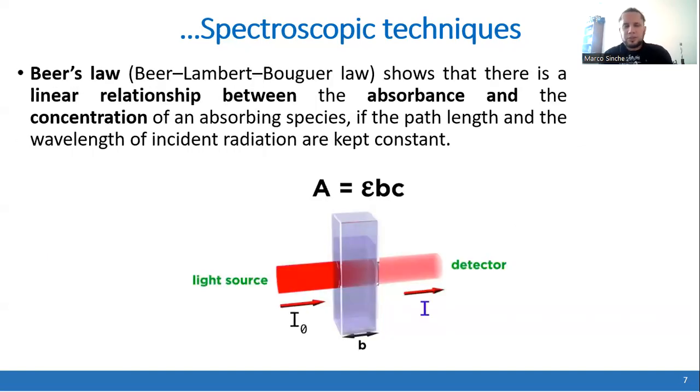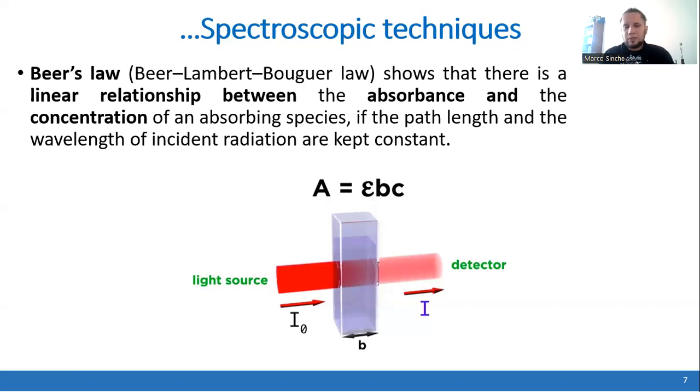Also, it is important to take into account the so-called Beer's law, which relates the absorbance and the concentration of an absorbing species, and in the determined range, there is a linear relationship between these two parameters. So with equipment that is able to measure the absorbance of a substance, it is also possible to determine the concentration of a given material.